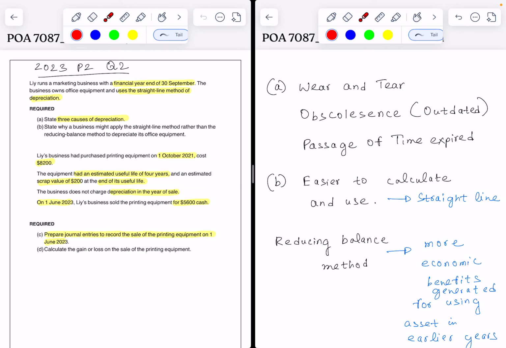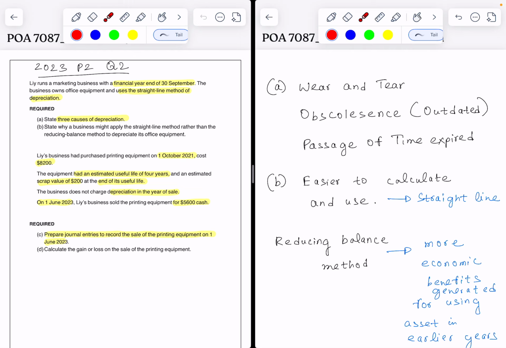Today we have got a question from a past exam. So this is question number 2 from 2023 paper 2 exam. In this question, we will understand the 3 causes of depreciation and why a business may prefer the straight line method over the reducing balance method. Lastly, we will understand all the journal entries that are relevant to the sale of a non-current asset.